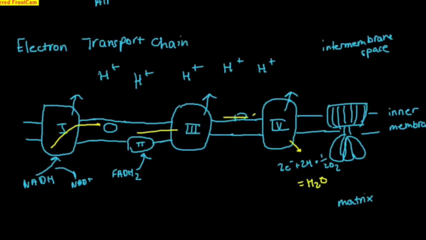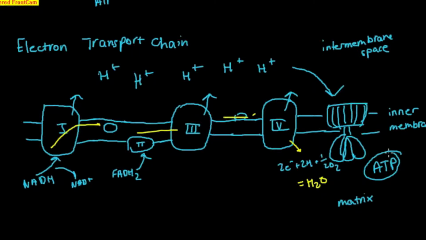This proton gradient is actually what powers the ATP synthase. Because there's a higher concentration here and a lower concentration here, they want to diffuse over, therefore powering this. This ATP synthase is what forms ATP.